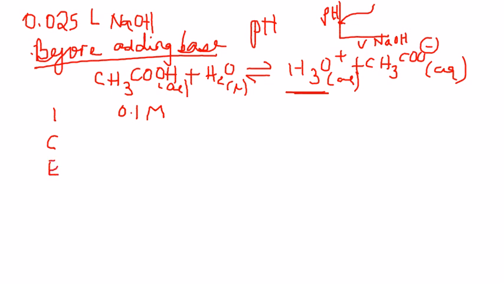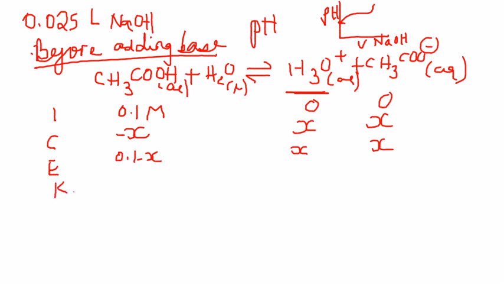So the initial concentration is given. We don't have any hydronium or acetate. Let's say X moles undergo dissociation. That would mean X of the hydronium and X of the acetate will be generated. So at equilibrium, you would have X and X of the hydronium and the acetate.